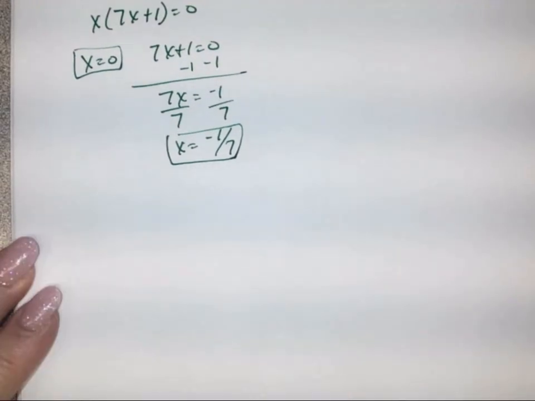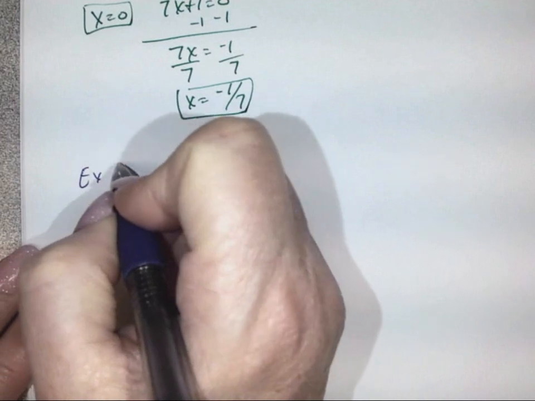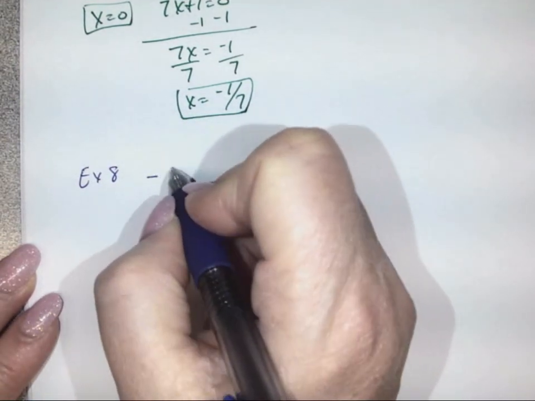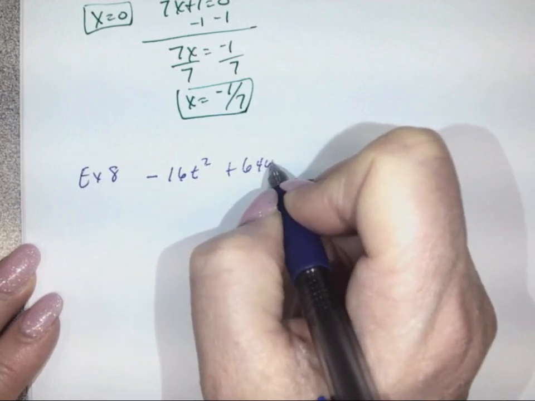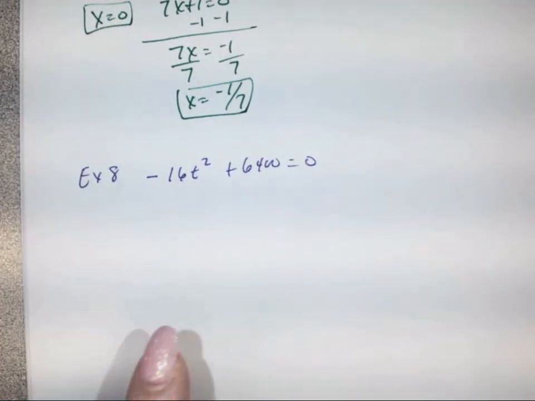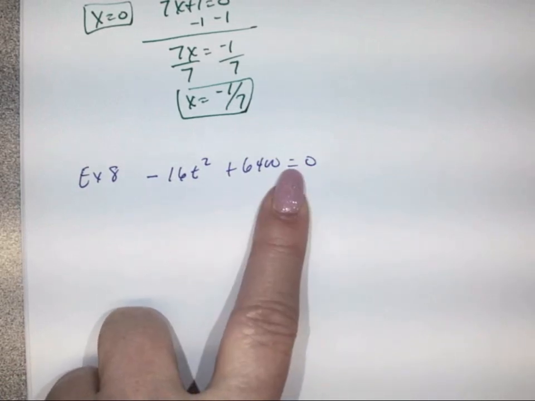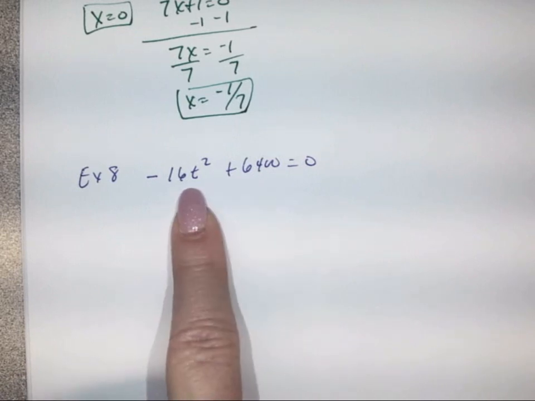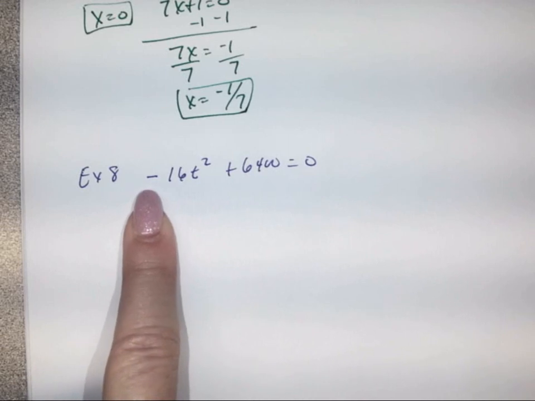So let's look at example 8. If we have negative 16t squared plus 6,400 is equal to 0, we're going to look to see what we can factor out between these two numbers. They're really big. It is the difference of squares at this point, and it would be very hard to factor because of the negative sign in the front.